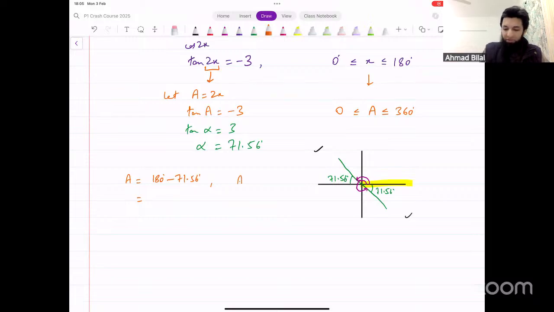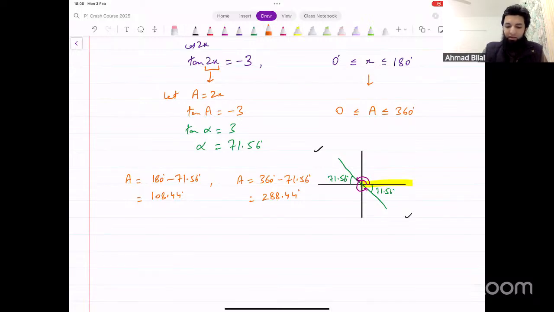That's going to give you the other one. Okay, I'm sorry, this is not correct. We are in the fourth quadrant there. 360 minus 71.56, that will be the other angle. What's the first one? It is going to be 180.44, and the second one 288.44. Okay, these are the two values of A that we're getting.